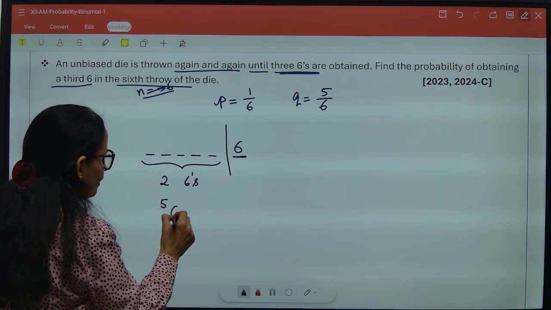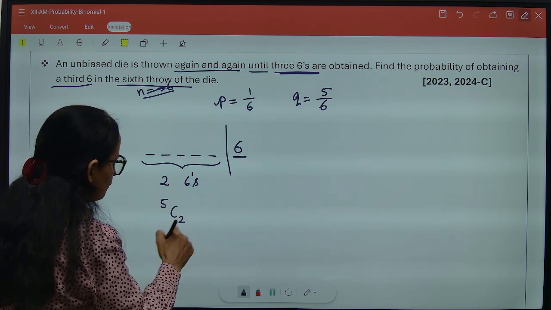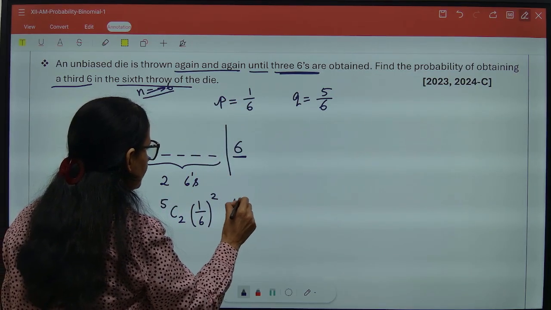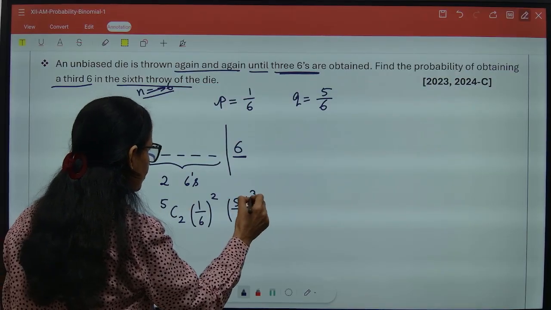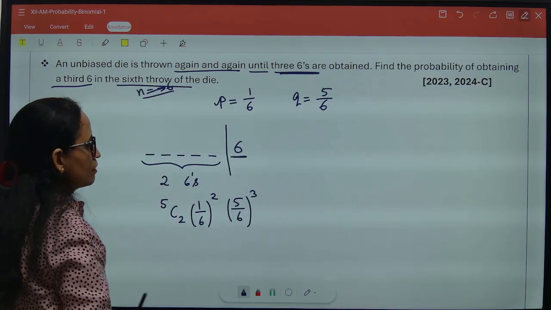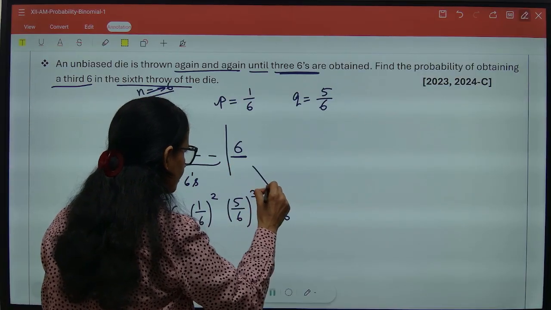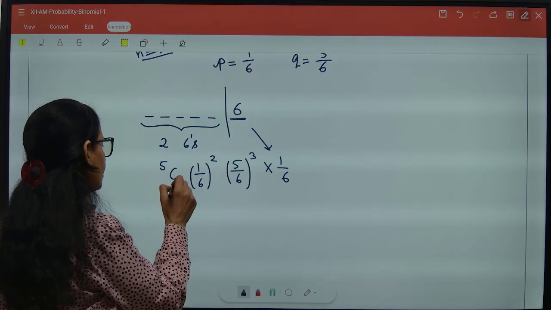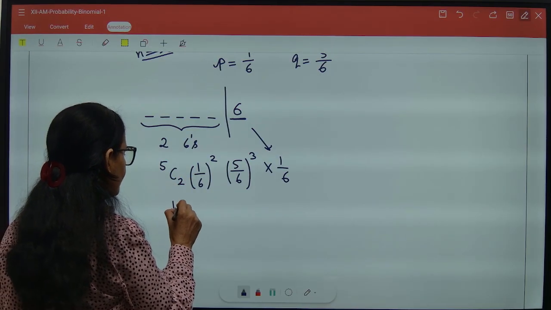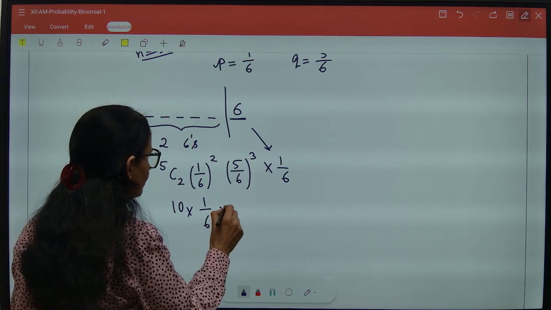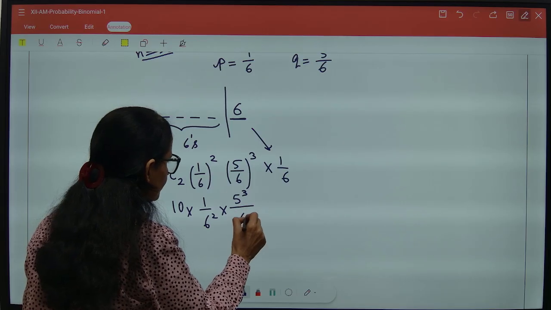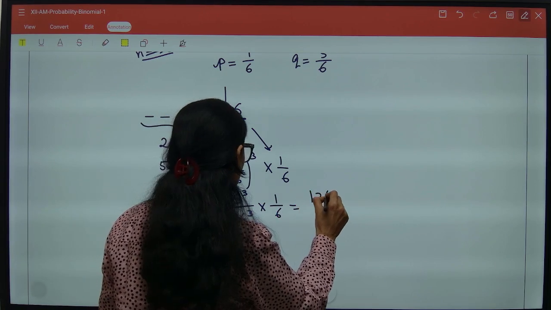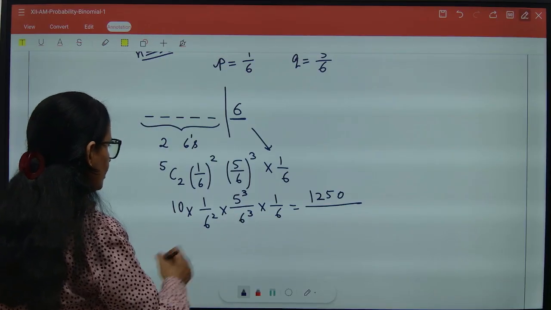So it is going to be 5C2. What is the probability of getting a 6? 1 by 6. 1 by 6 square and 5 by 6 to the power 5 minus 2 is 3. What is the probability of getting a 6 multiplied by 1 by 6? Right? So this is what we need to calculate. 5C2, how much is this? 20 by 2, it is 10. 10 into 1 by 6 square into 5 cube by 6 cube into 1 by 6. 5 cube is 125, so it is 1250 upon 6 to the power 6.